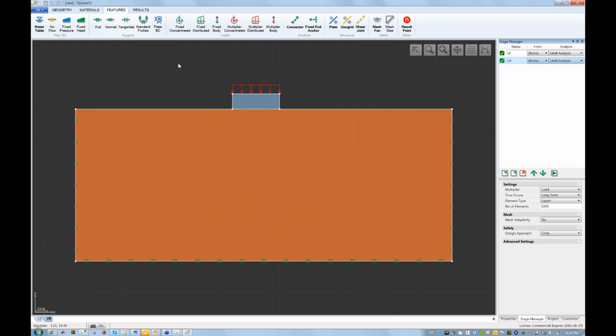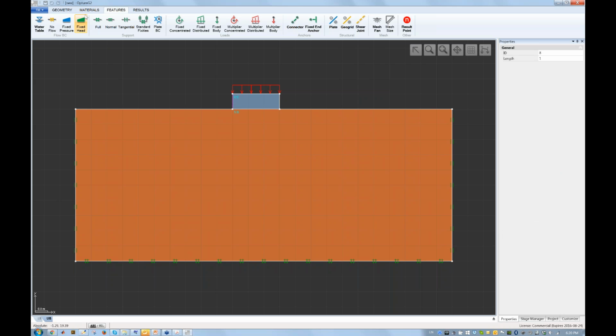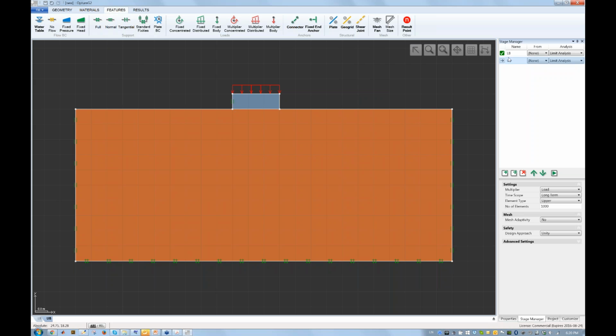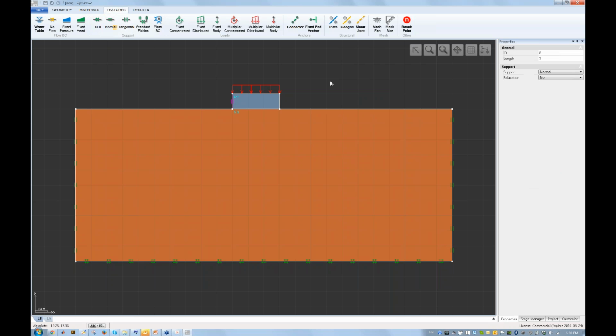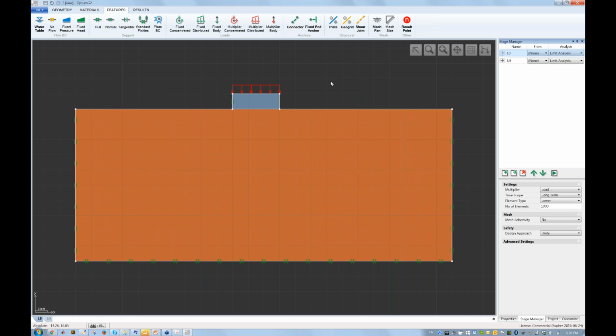Now, if I wanted the footing to move straight down, that might be due to constraints imposed by the building on top. I could use normal supports here. I'll try to do that in both cases. That wouldn't change the results. It would just change the kinematics of the collapse solution.